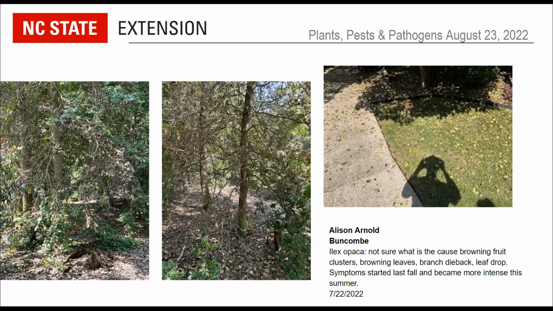Ilex opaca, or American holly. Not sure what's causing browning fruit clusters, browning leaves, branch dieback, leaf rot. Symptoms started last fall and became more intense this summer. I don't know what this would be either.